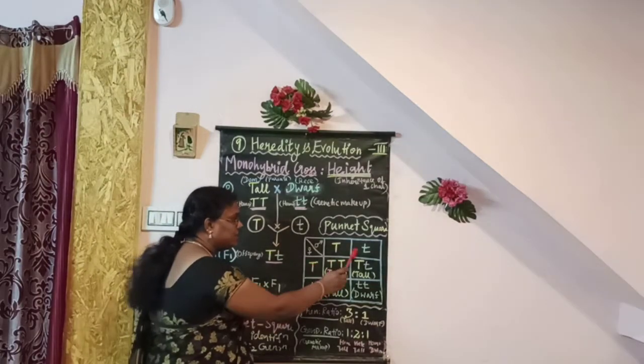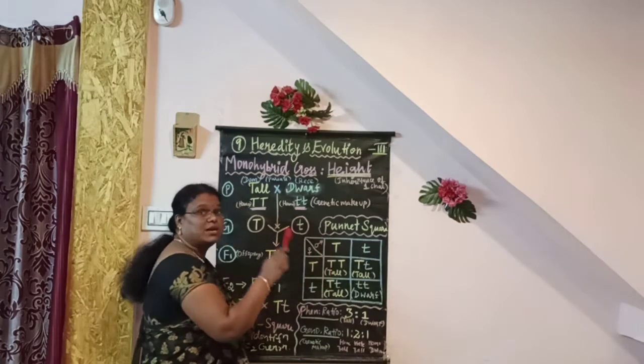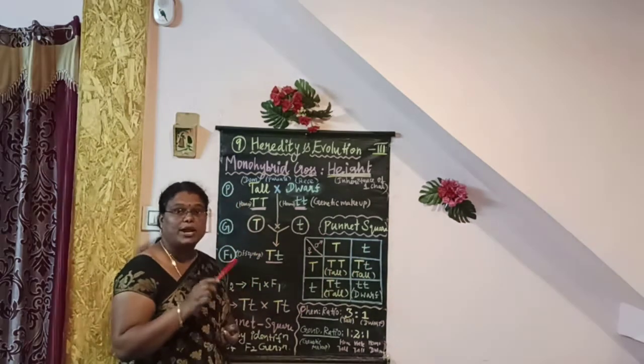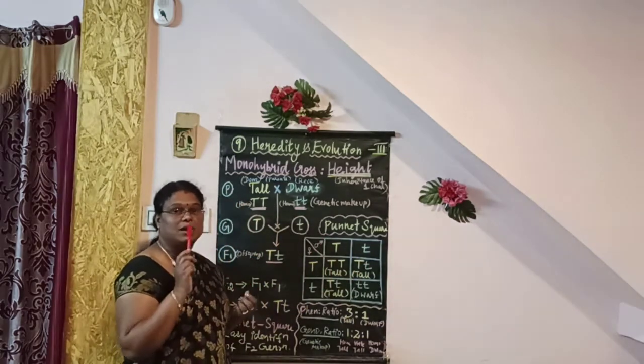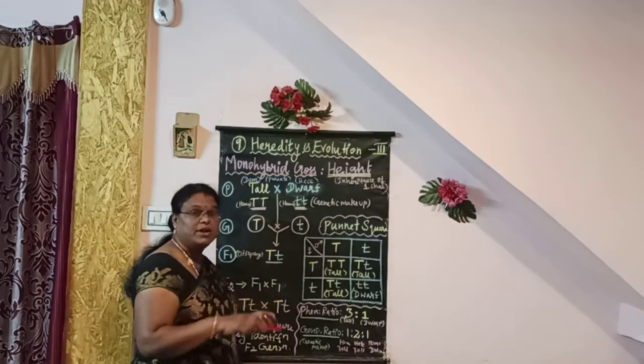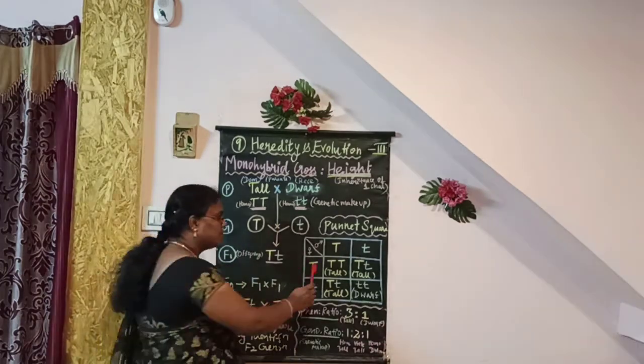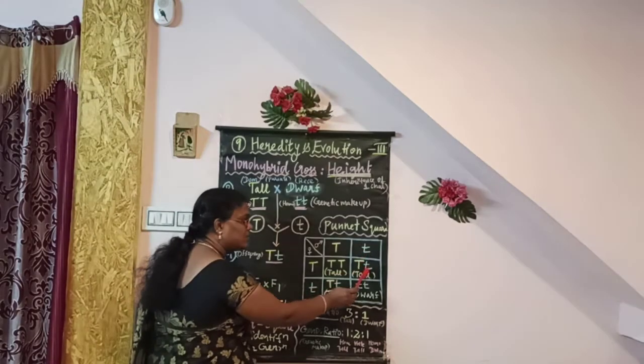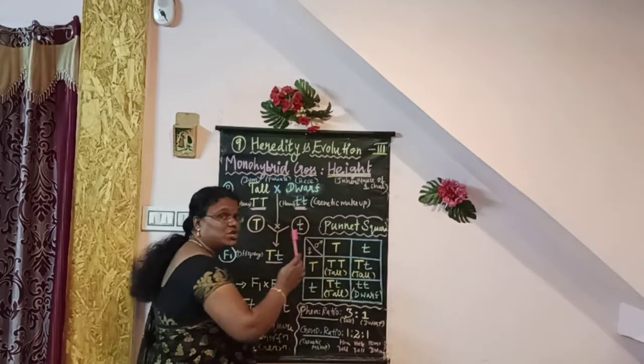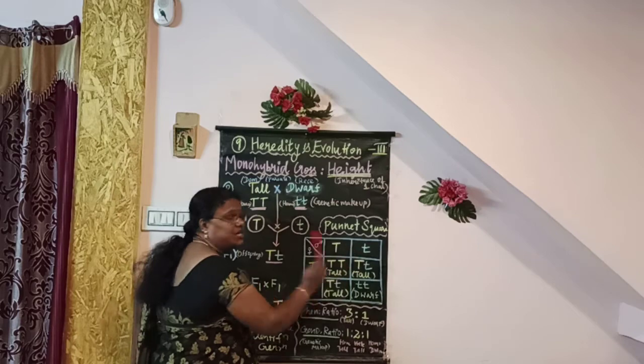Again capital T, small t. First we write the capital letter because the dominant gene expresses itself even when the recessive trait is present. So capital T, small t, capital T, small t. So this is heterozygous tall because the genetic makeup is different.